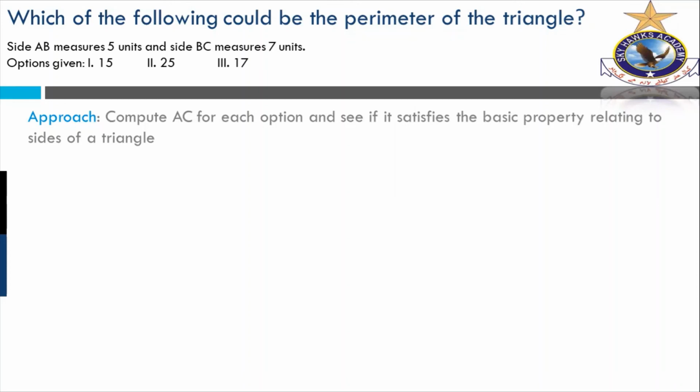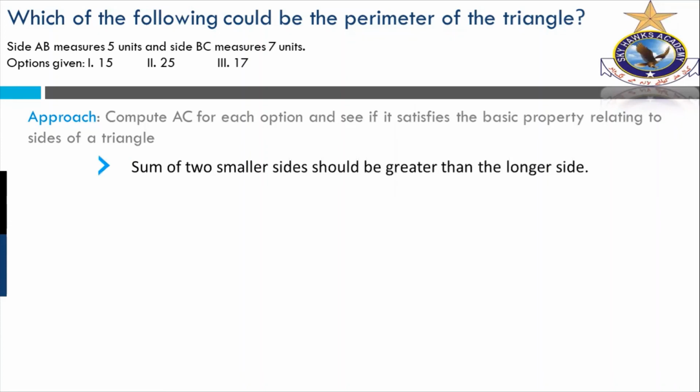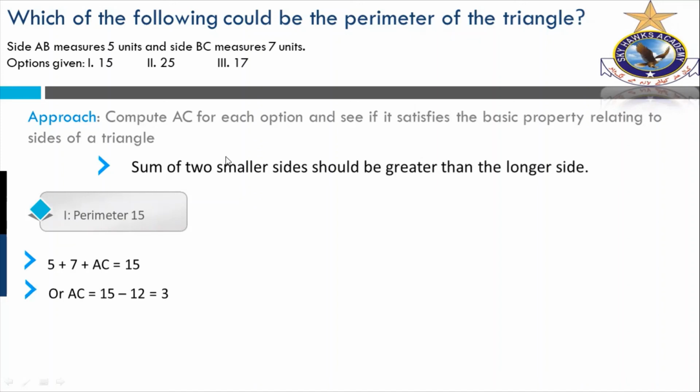Let's see how it is possible. The sum of the two smaller sides should be greater than the longer side. So that's why the perimeter is 15. It's all okay, because if you take 5 plus 7 plus AC is 15, this is the perimeter, so you can get AC is equal to 3. Now we have 3, 7, and 5. The sum of two sides, 8, is greater than 7. So it's all okay. So you can go for option 1. Option 1 is all right.